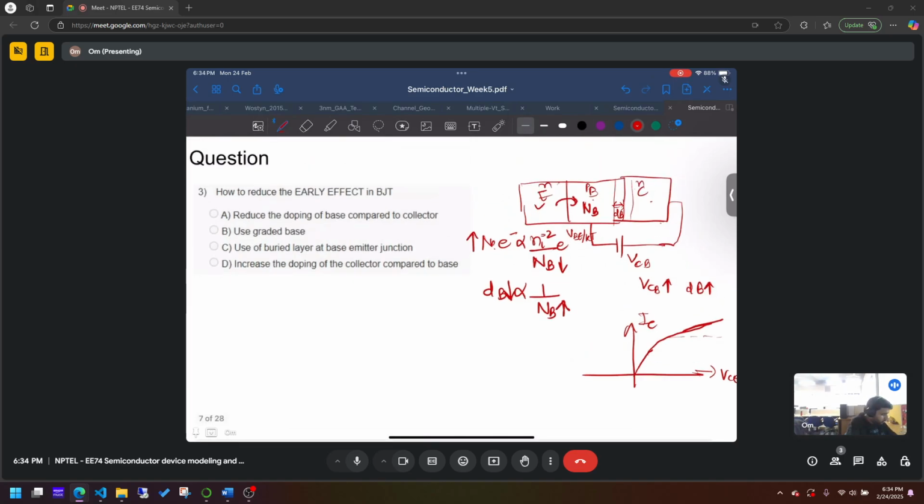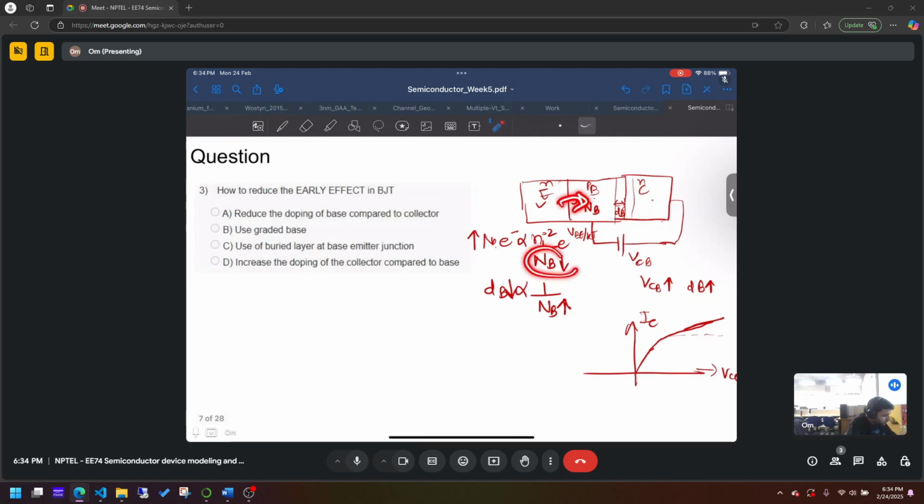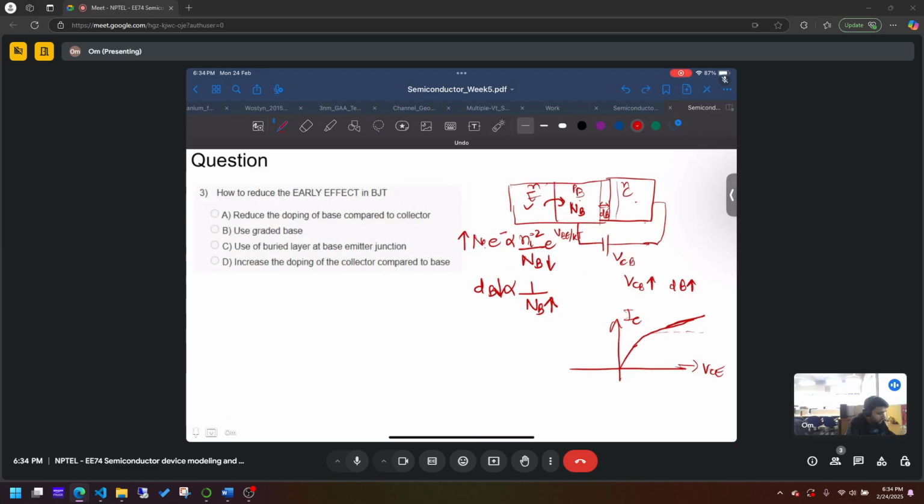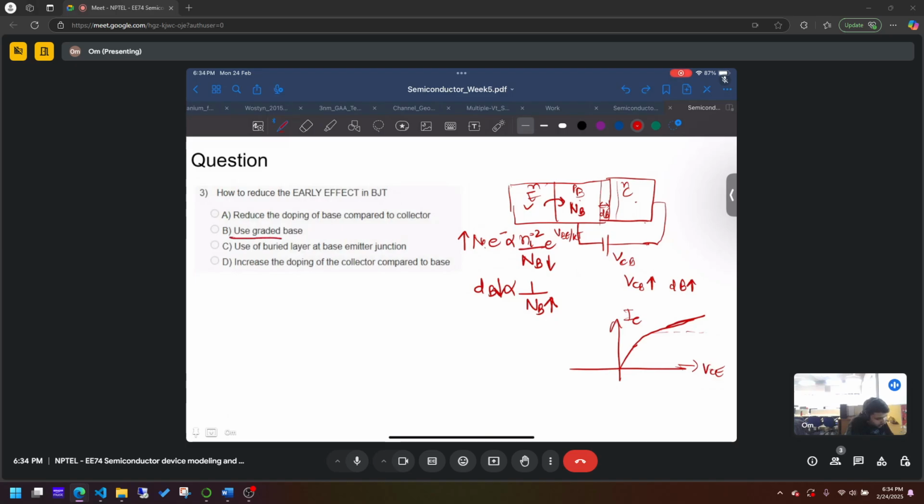So ideally what we want is N_B to be lower, so that we can have more number of electrons, but here we want N_B to be higher so that this depletion width modulation is very low, so that our current does not change with V_CB. Sorry, we don't want our current to change with V_CB. So to deal with that, what we can do is we can use the graded base.